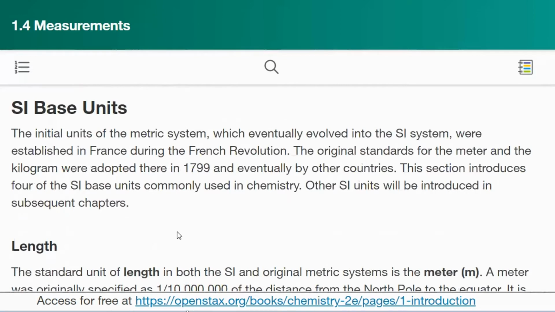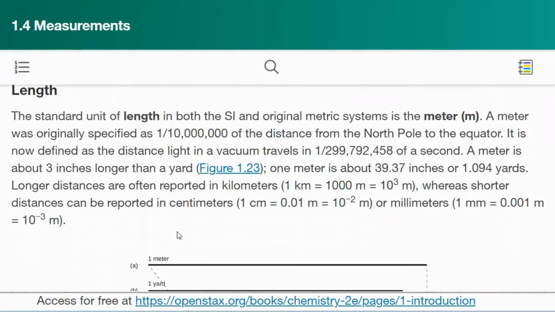SI base units. The initial units of the metric system, which eventually evolved into the SI system, were established in France during the French Revolution. The original standards for the meter and the kilogram were adopted there in 1799 and eventually by other countries. This section introduces 4 of the SI base units commonly used in chemistry. Other SI units will be introduced in subsequent chapters.